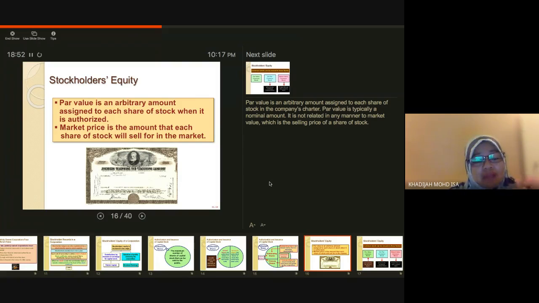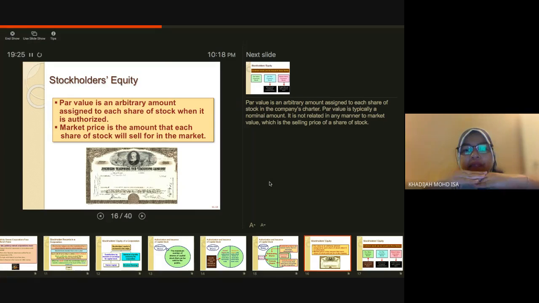When you talk about these shares, the par value is always RM1. Shares can be offered below par or above par. Below par means it is offered below RM1, which is at a discount. Above par means the shares are issued at a premium. Do you get it?